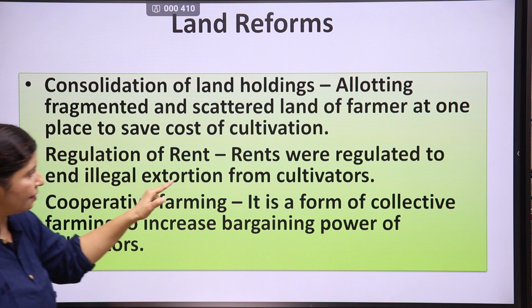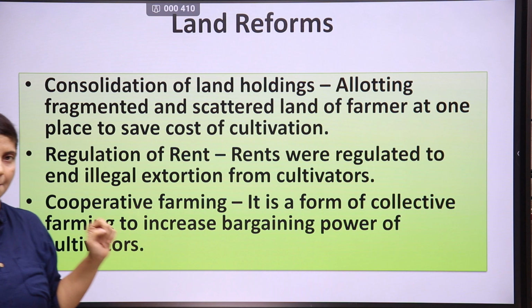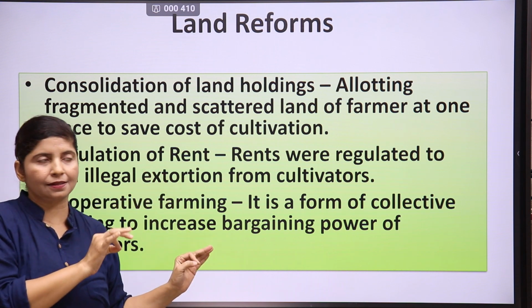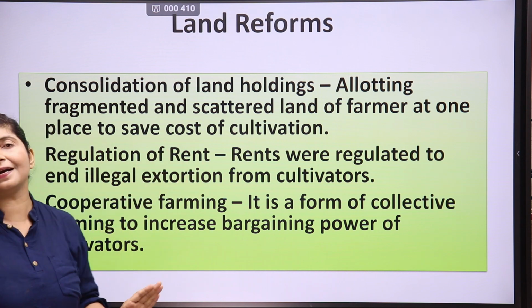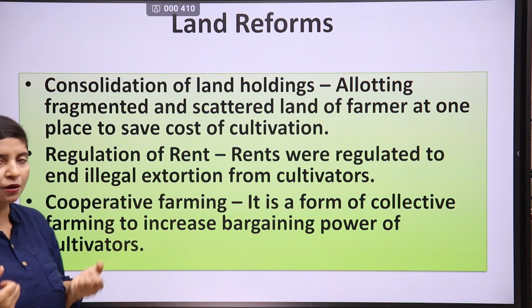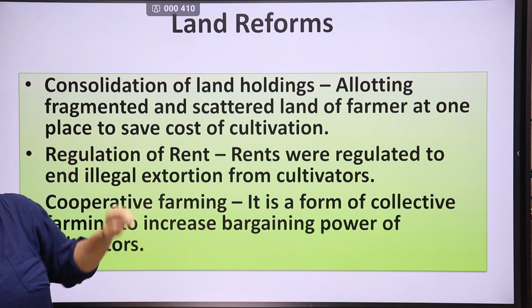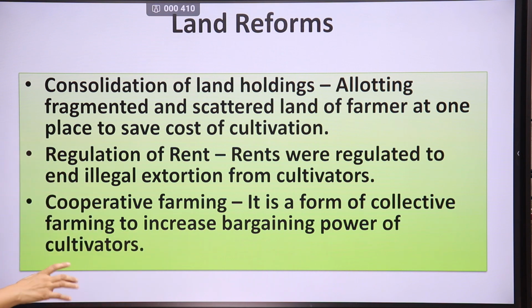The regulation of rent. Rents were regulated to end illegal extortion from cultivators, right? So before the abolition of the zamindari system, these cultivators were forced to pay exorbitant rates, very high rates of interest and rent on land, and they were not the actual owners. Now, land was transferred to the names of farmers and they became the owners. So now regulation of rent was done and they were actual cultivators of land also. So this was a dual benefit.